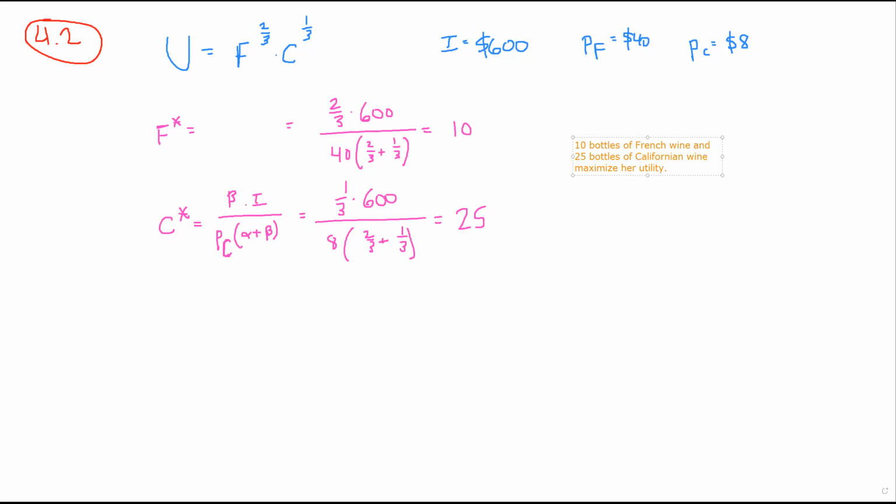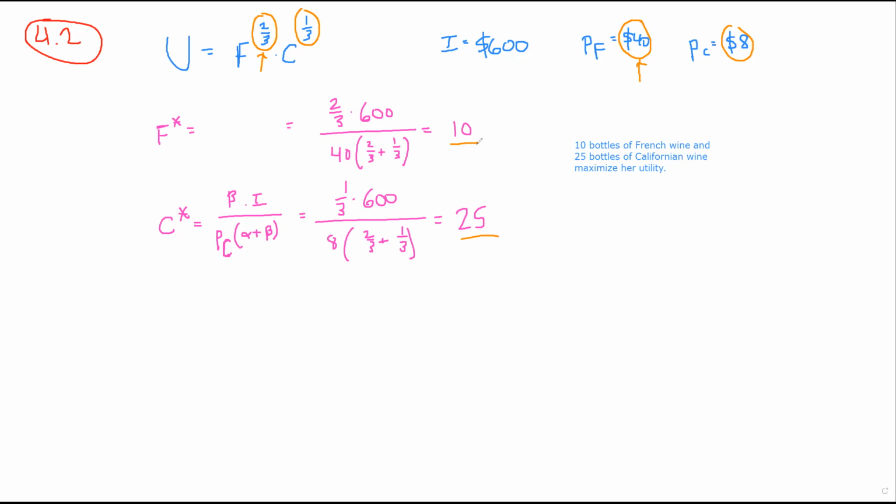Notice that this 2/3 being a higher power than this 1/3 indicates that this person more heavily prefers French wine. However, she did not purchase as much French wine as she did Californian wine, given the price differential, right? The price of French wine costs $40 as opposed to $8. So this is the balancing act that's going on behind the scenes when you do a Lagrangian: this person prefers French wine, but she has to combat the fact that its cost is 5 times that of Californian wine. So she doesn't purchase as much.